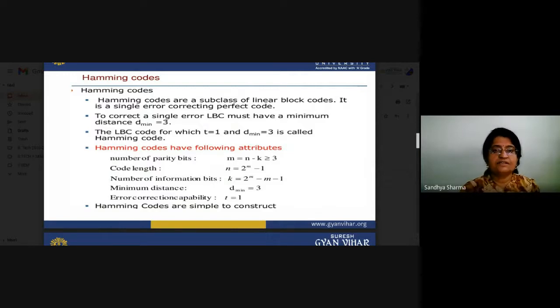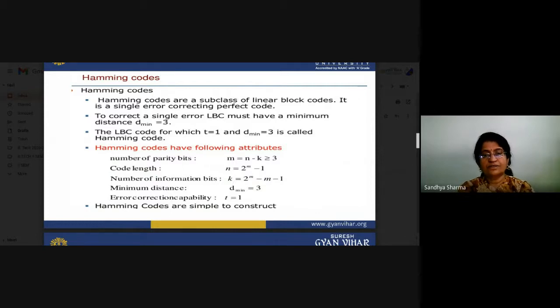So there are conditions. The single error LBC has a minimum distance d-min that is equal to 3. Whatever code words you take, the minimum distance between these two code words will be equal to 3. An LBC for which t is equal to 1 and d-min is equal to 3 is a Hamming code. So basically it is a Hamming code.